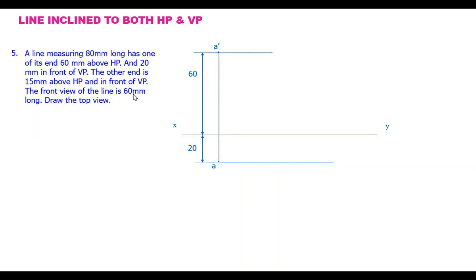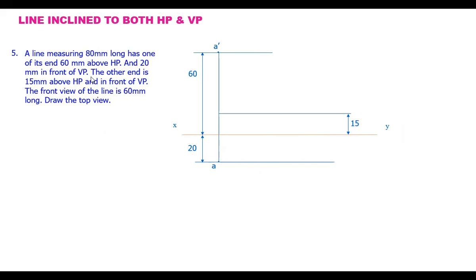Now, let us represent the other data. The other end is B, suppose. The other end is 15 mm above HP. That means in the front view, B dash will be lying somewhere on this line. We may call it the locus of B in the front view, at a height of 15 mm.